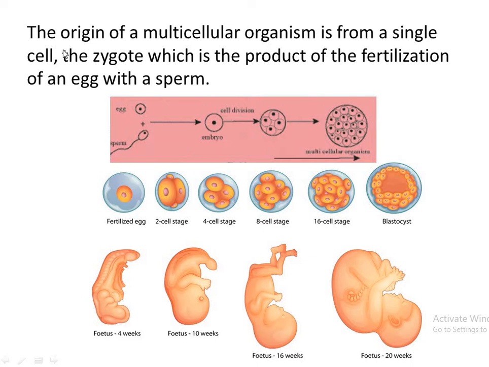Now the origin of multicellular organisms is from a single cell. When you take a look at this image over here, a baby is formed from a single cell. The zygote is produced when an egg and a sperm fuse together and undergo fertilization and form the embryo. Then the embryo will undergo cellular division, and then it will increase the number of cells, forming a multicellular organism. So the origin of multicellular organisms is from a single cell.